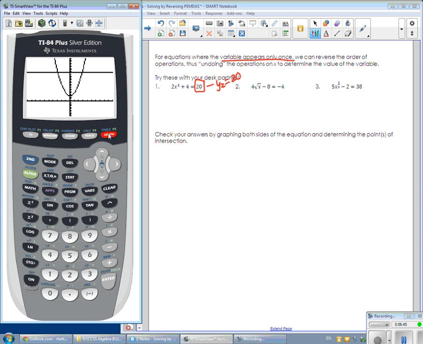So what I'd like you to do is, with your partner, with the person next to you, pause the video for about 5 or 6 minutes. Try solving these equations by hand, and then check your solution using the graph. Okay? So please pause the video now.